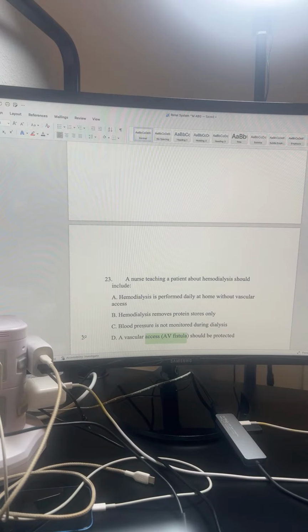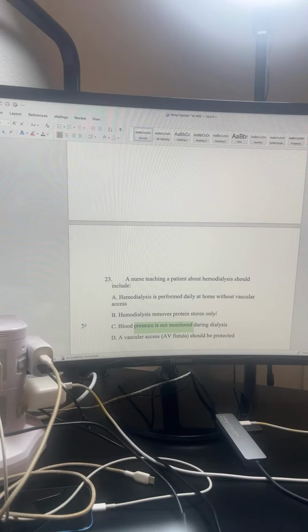Blood pressure is not monitored during dialysis. True or false? You can take it on the other arm. Yes. So blood pressure is not monitored during dialysis is false. You have to keep a close eye because just remember you're taking fluid from this patient. So more than likely this patient is going to become hypotensive for a little bit, because you just drained how many liters of fluid from them.